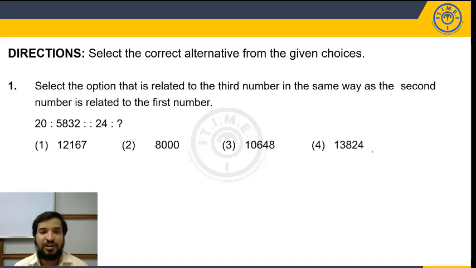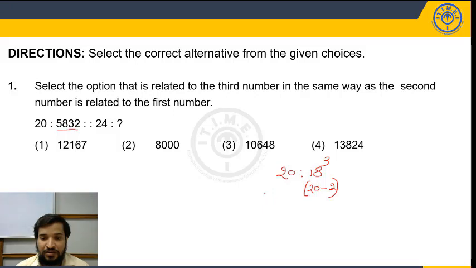Select the option that is related to the third number in the same way as the second number is related to the first number. Now, the second number is 5832. 5832 is a perfect cube of 18. So 18 cube is 5832. Now 20, 18, what's the relation? 18 can be expressed as 20 minus 2.